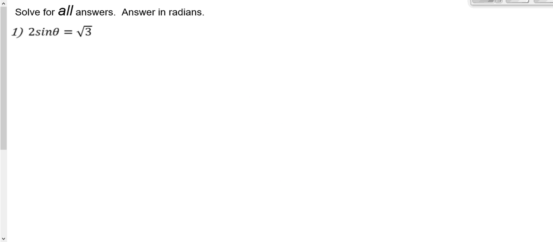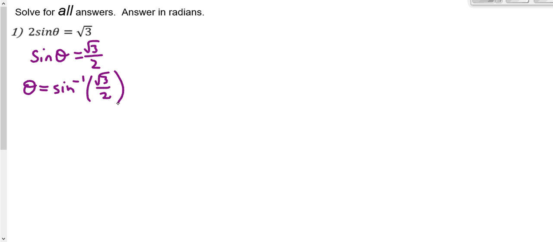Number 1. So this looks like an equation that you have solved before. In fact, you have solved this exact same equation before, but you solved it for a finite list of answers, and now we're going to solve it for all answers. So we start out the same way. We're going to divide both sides by 2. So we have sine theta equals square root 3 over 2. And then we're going to take the inverse sine of both sides. So we have theta equals inverse sine of square root 3 over 2.